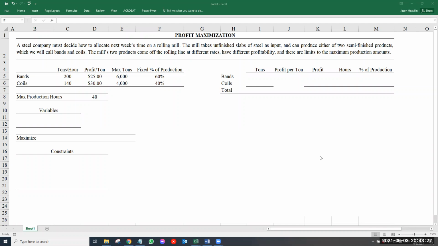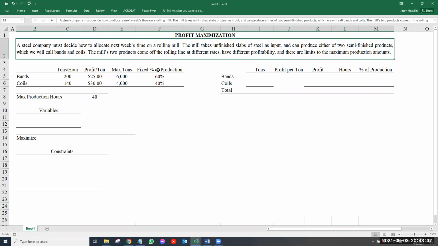In this video, we are going to talk about profit maximization in an optimization exercise. We're going to use linear programming to solve the maximization problem. In this example, we have a steel company that produces bands and coils. They can only produce one at a time. They cannot produce them both at the same time. And they have some limitations on what they can and cannot do.